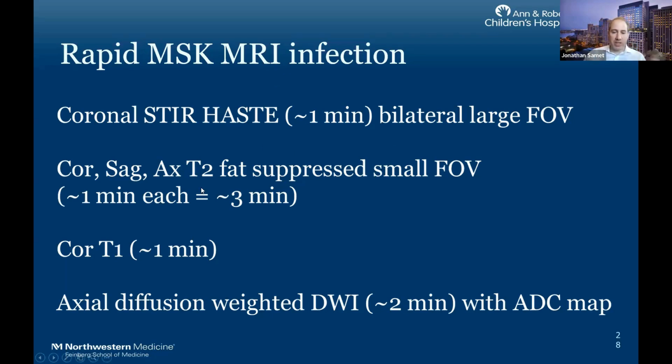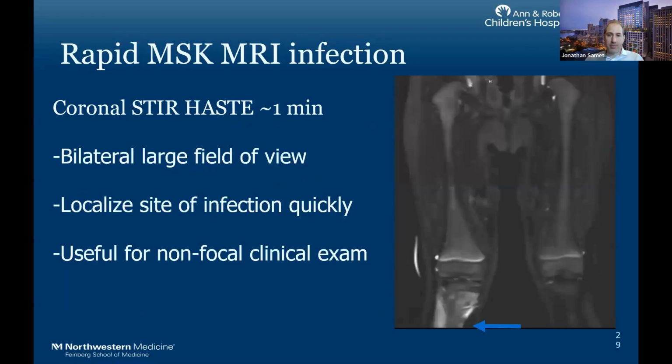Once you realize where the pathology is, you can do 3-plane T2 FATSAT in a small field of view, about 1 minute each. You get a T1 sequence just for the marrow, and then you're going to do the axial diffusion weighted imaging with ADC map. This is going to be your substitute for contrast because we know that abscess has restricted diffusion.